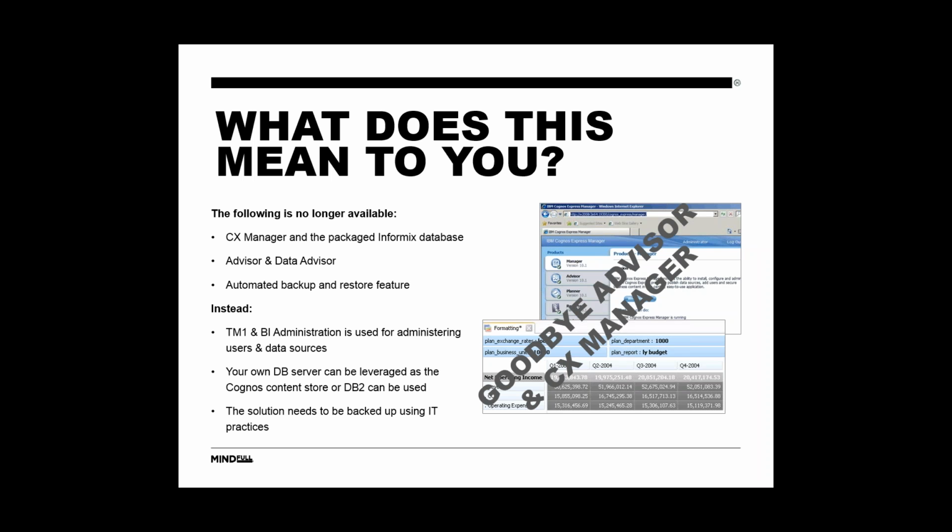Or if you really don't have anything available, you can install a DB2 instance as part of the Cognos Express licensing, and there's some automation around that process as well. You can also use that DB2 instance to build some staging areas and data marts for your TM1 and BI data as well under the current licensing.